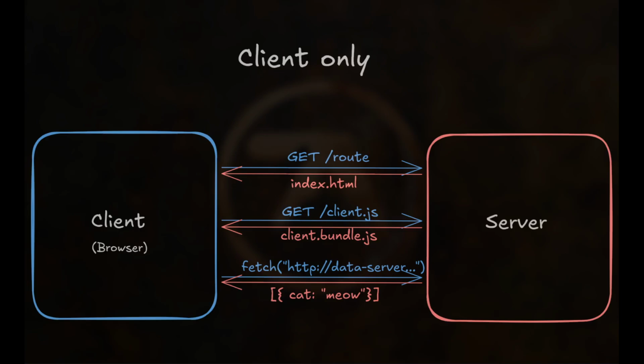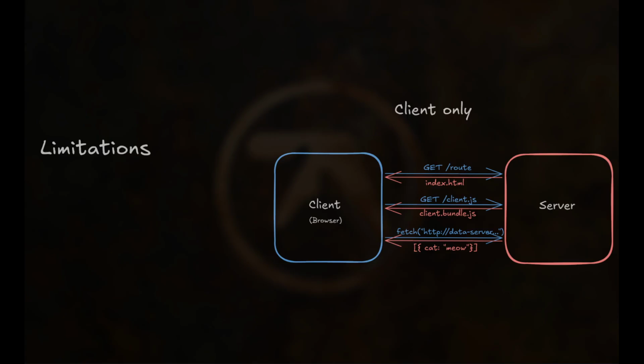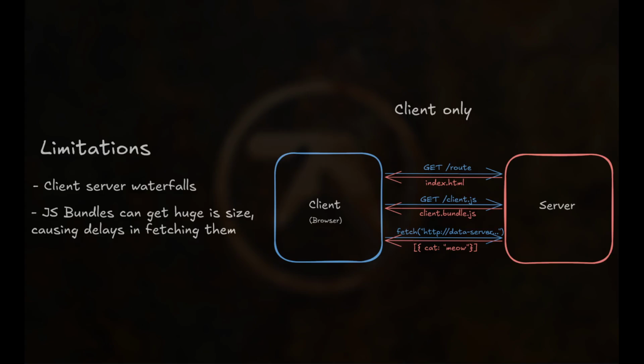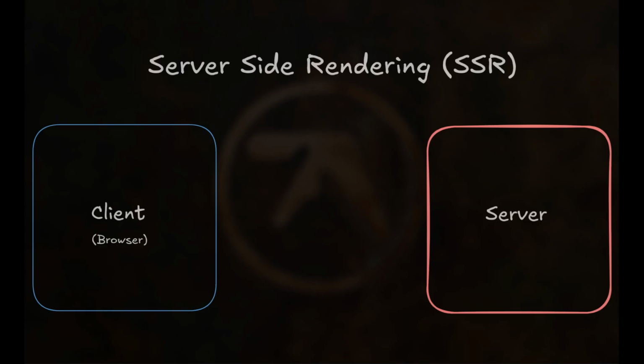Now let's talk about the limitations of this model. Firstly, client-server waterfalls. We need to make multiple round trips before we show something meaningful on the UI. Secondly, as the app grows in size, so does the bundle size. And this can cause delay in fetching the JS bundles on a slow network. In the second way, we can use React in server-side rendering to render any component to HTML. So let's see how it works.